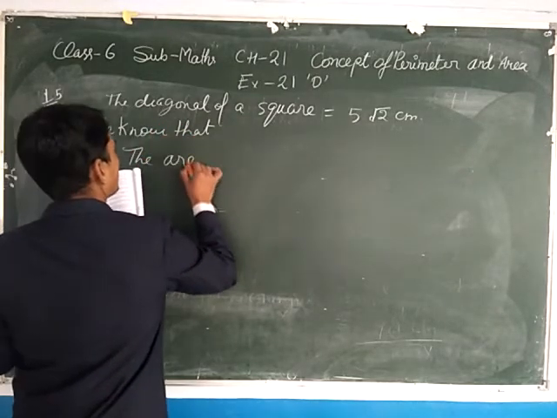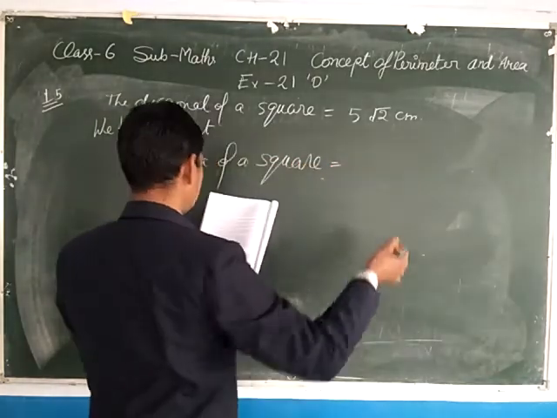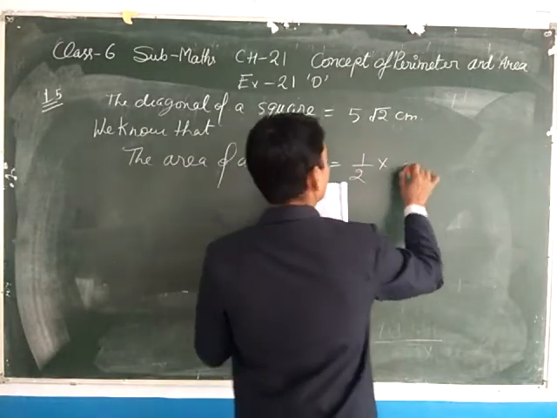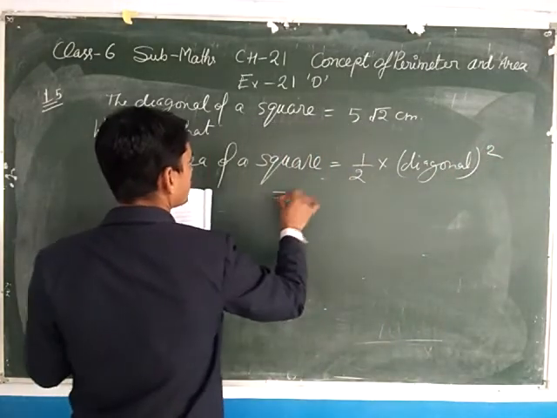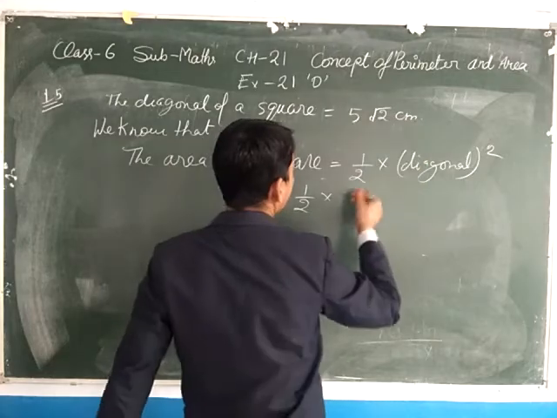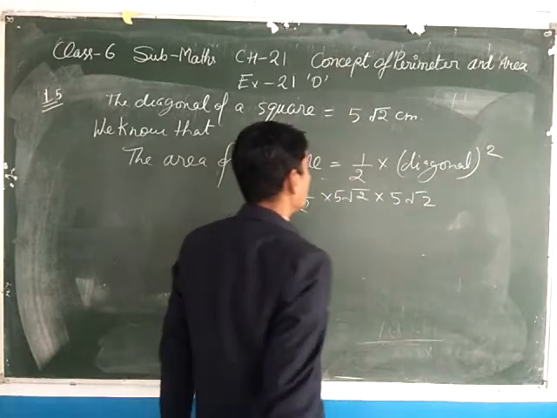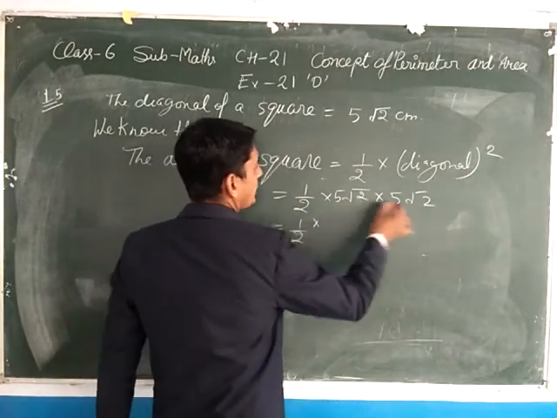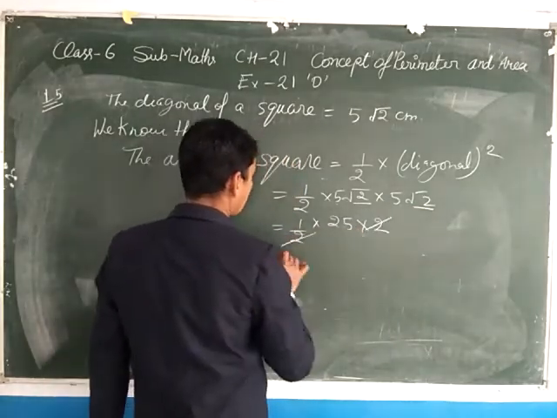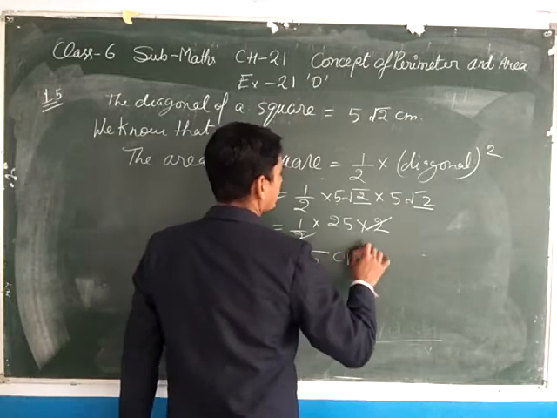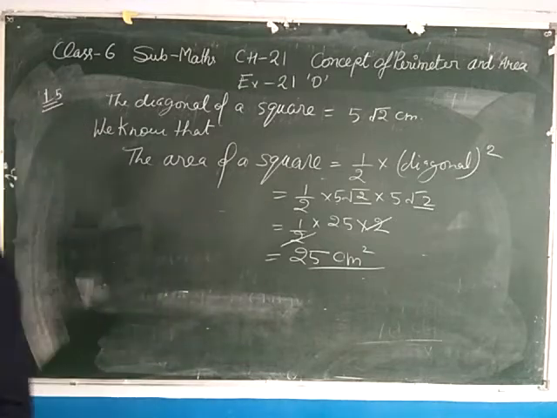the area of a square equals 1/2 diagonal square. So put the value of diagonal, and diagonal is 5 root 2. So 5 root 2 multiply 5 root 2, because the diagonal is raised to power 2. You know very well 5 5s are 25 and root 2 multiply root 2 equals 2. So 2 and 2 cancel out. So 25 centimeter square is the required answer of this question. Everyone clear? Now after this, see the next question.